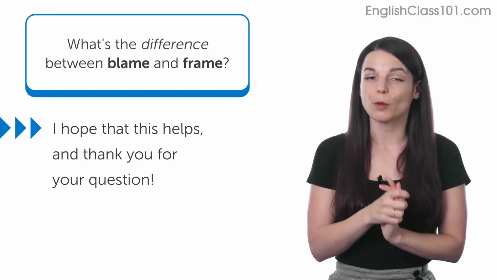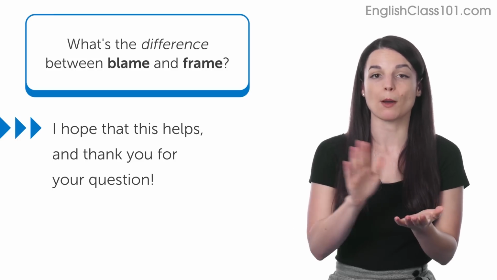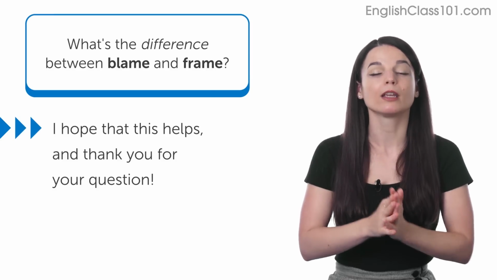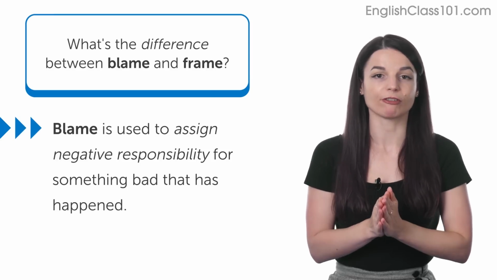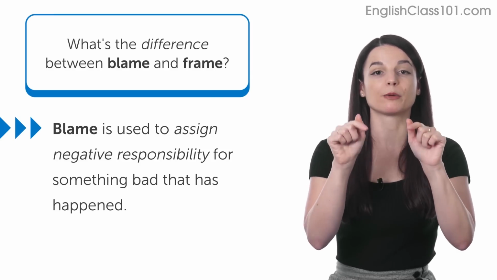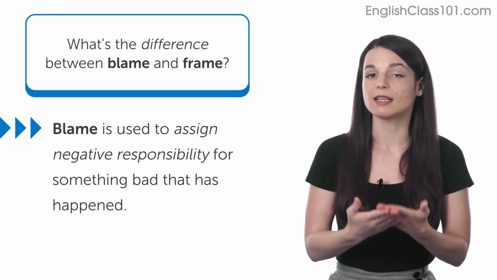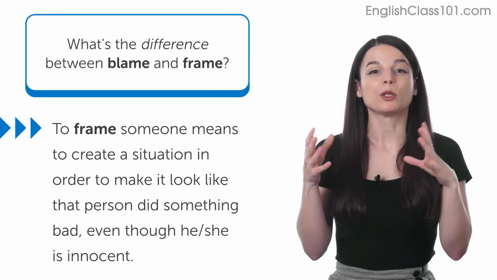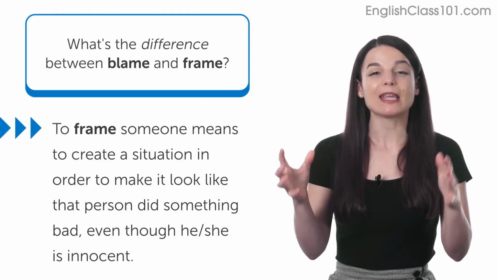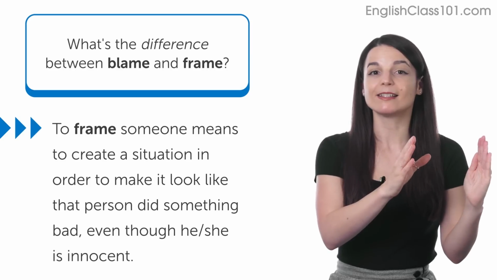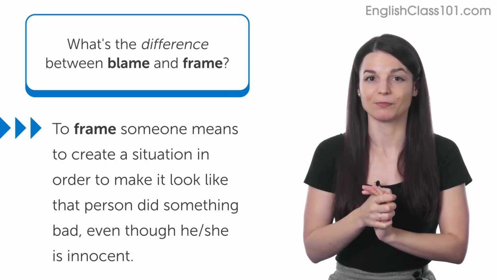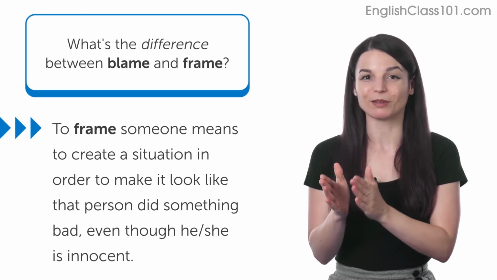So I hope that this helps you understand the differences between blame and frame. To summarize again very, very quickly, when we blame someone for something, we point out they are responsible for something, usually a negative thing that happened. When we frame someone, we create a situation to make it look like someone did something negative, but actually someone else did the negative thing. So this is the difference between blame and frame.